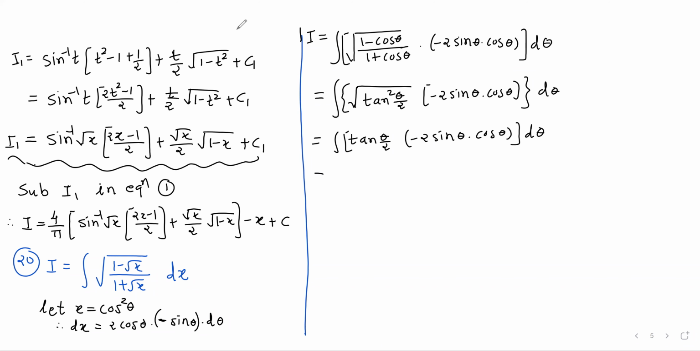Now the tan theta by 2 and the minus 2 are here. Tan is converted into sin and cos form: sin theta by 2 upon cos theta by 2, into minus 2. Here sin 2 theta comes in: sin theta by 2 cos theta by 2 into cos theta.